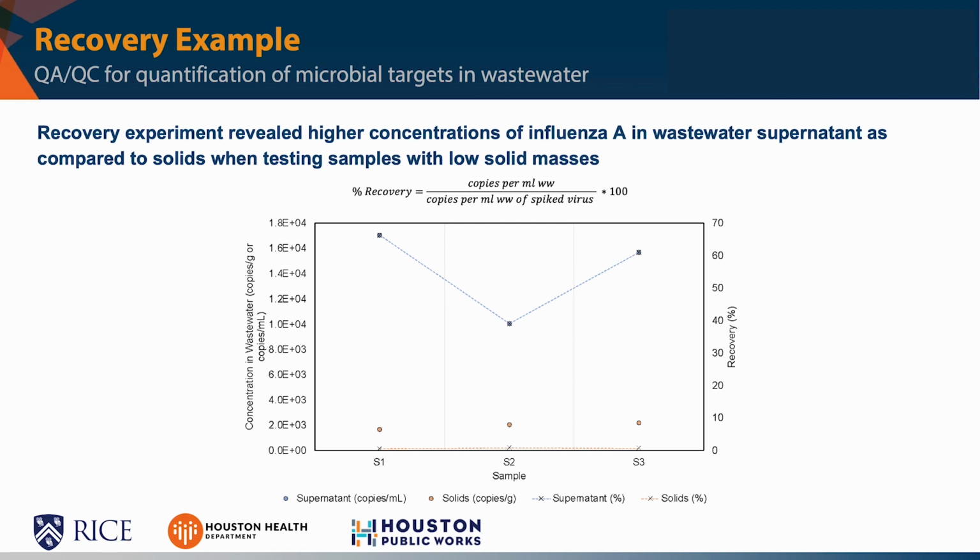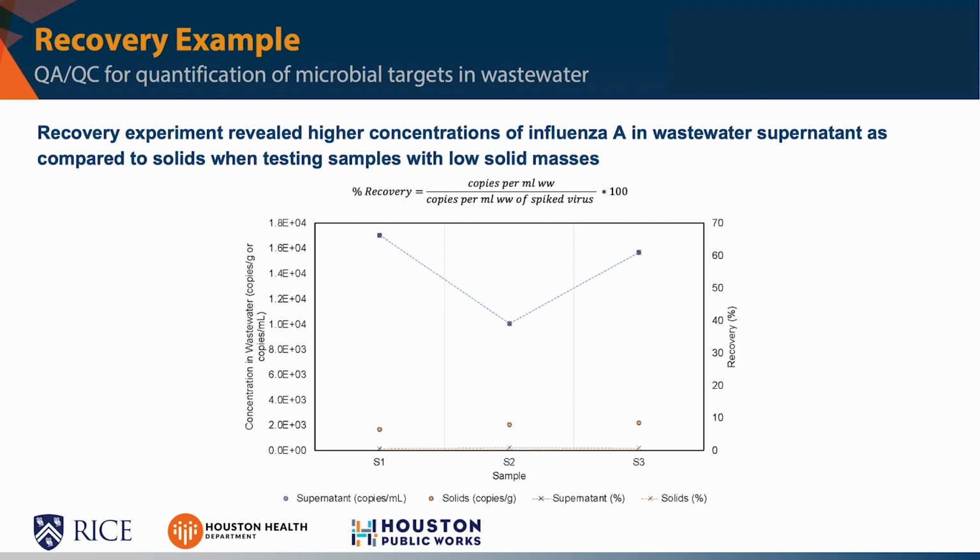Recovery was then calculated using the equation seen here, with copies per milliliter of wastewater being the concentration in the sample and copies per milliliter of wastewater of spiked virus being the concentration of the standard that was spiked into the sample. Since there was no amplification of influenza A in negative control samples, we assume that the concentrations seen here are reflective of the virus that was spiked in.